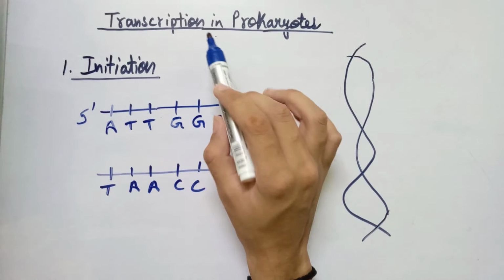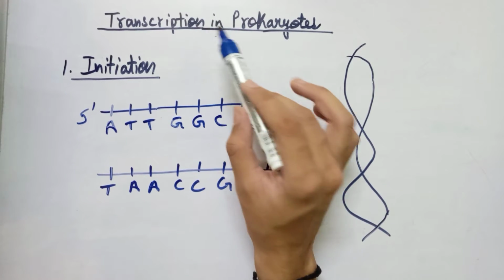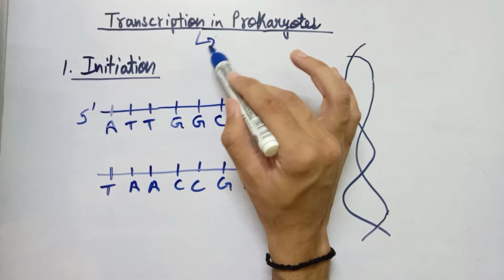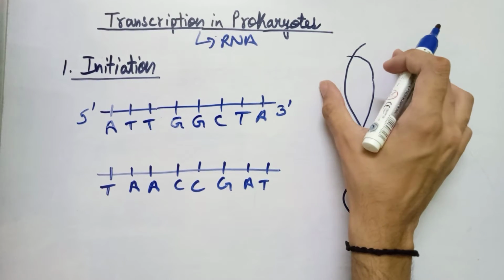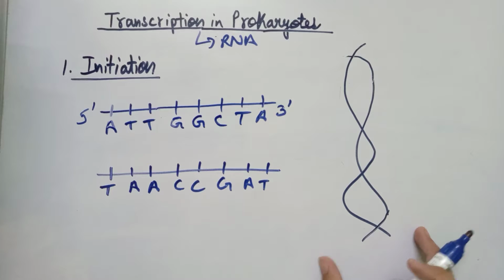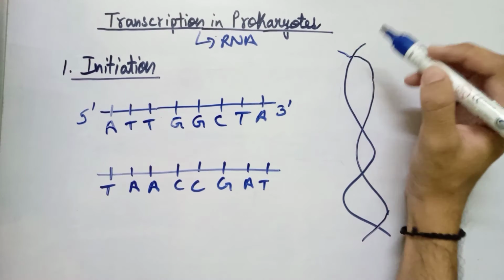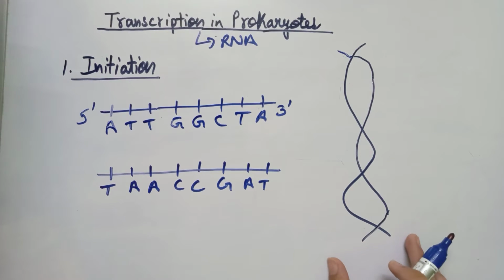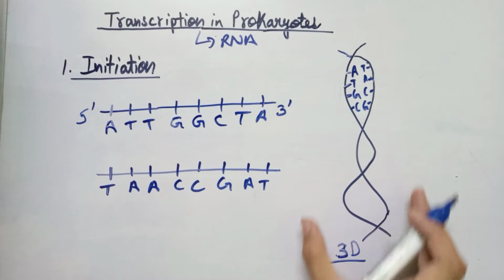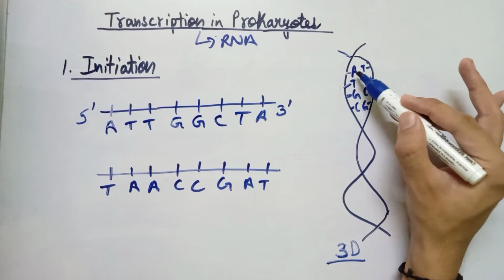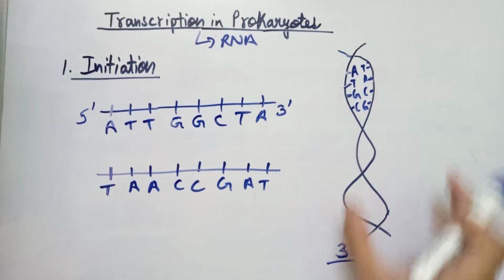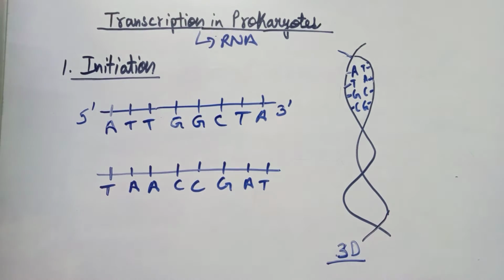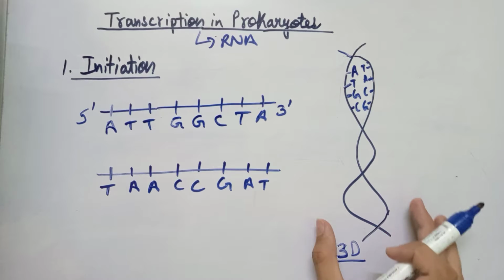I have told you earlier that in transcription we make a copy of RNA from a DNA. So obviously DNA is like this. DNA is a double helical structure, which is like this in structure. And this DNA double helical molecule contains base pairs inside it in this manner. Now this is the 3D structure of a double helical or double stranded DNA molecule.